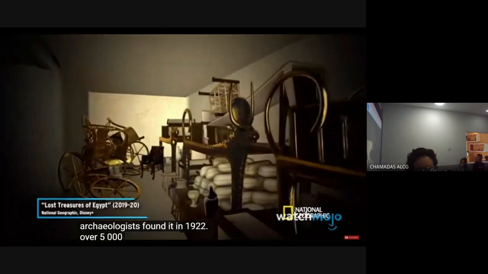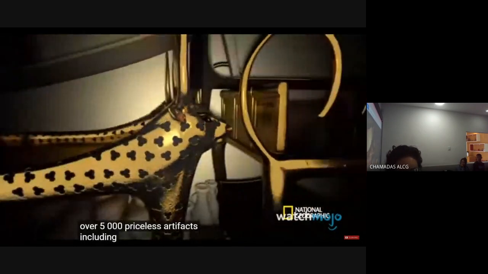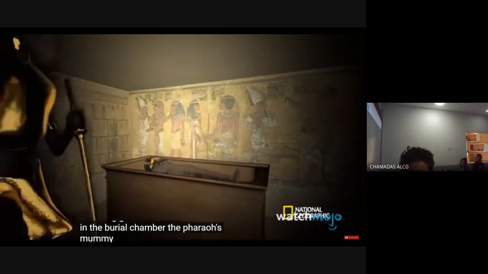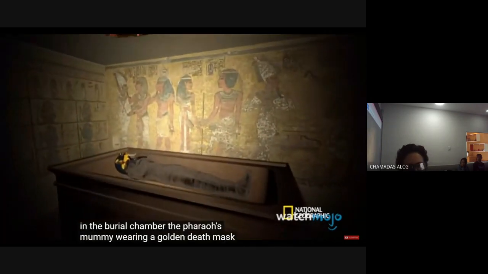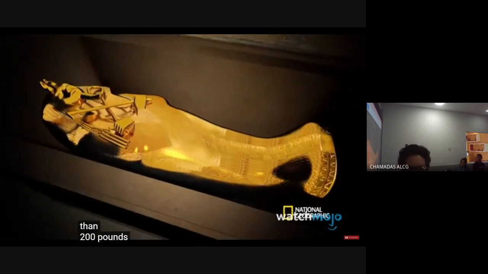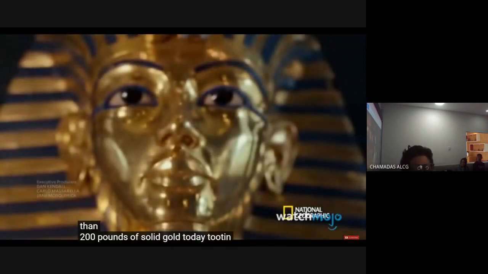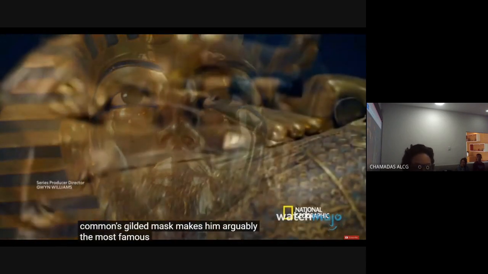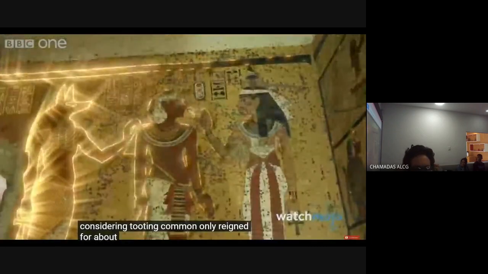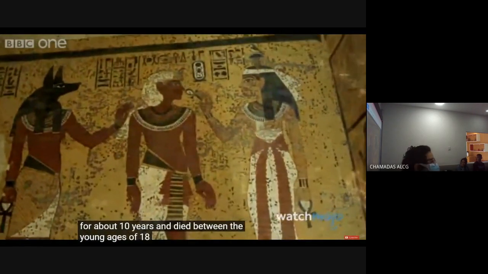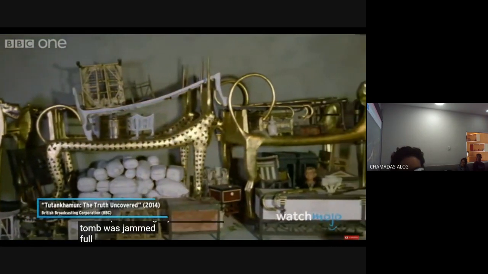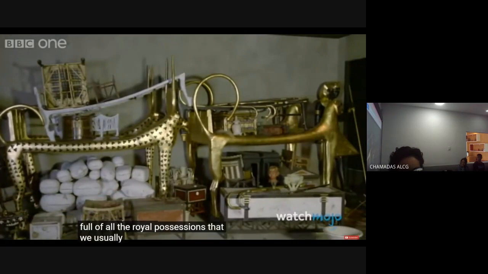Over 5,000 priceless artifacts, including golden statues. In the burial chamber, the pharaoh's mummy, wearing a golden death mask, was placed inside a coffin made of more than 200 pounds of solid gold. Today, Tutankhamun's gilded mask makes him arguably the most famous and recognizable pharaoh in history. Considering Tutankhamun only reigned for about 10 years and died between the young ages of 18 and 19, that is quite the legacy.